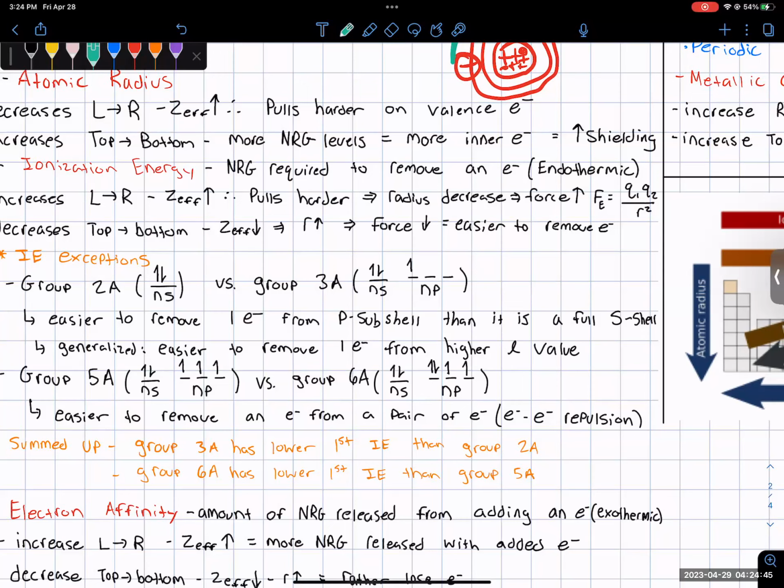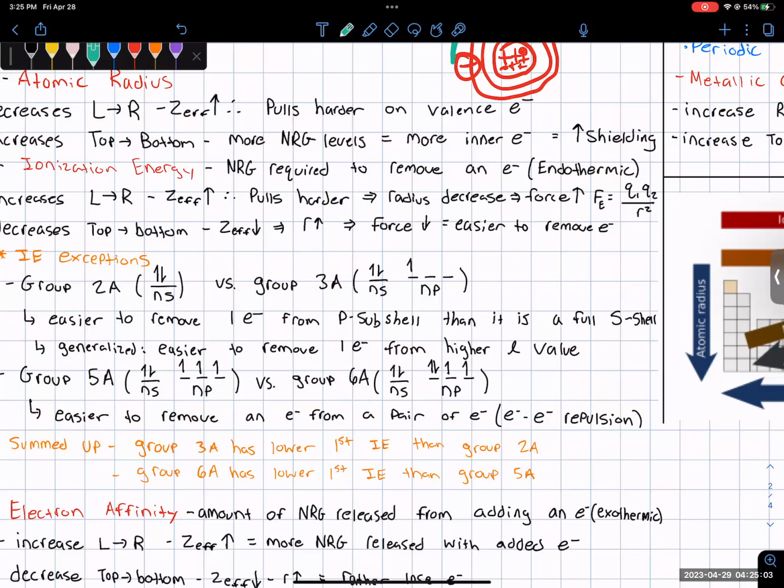So it's easier to pull from there than it is from s. So basically, it's easier to remove an electron from a higher atomic orbital, I should say. So it's easier to remove an electron from a d orbital than it is from a p orbital than it is from an s orbital.